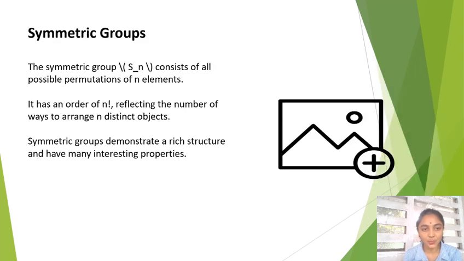Symmetric groups. The symmetric group consists of all possible permutations of n elements. It has an order of n factorial, reflecting the number of ways to arrange n distinct objects. Symmetric groups demonstrate a rich structure and have many interesting properties.